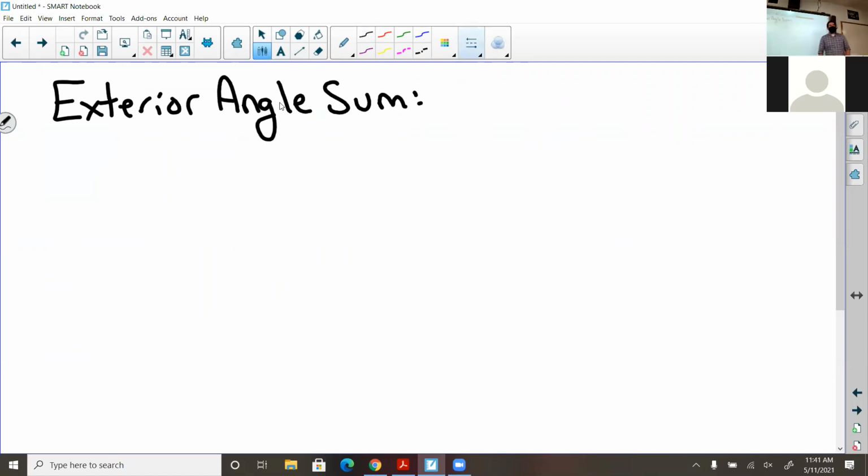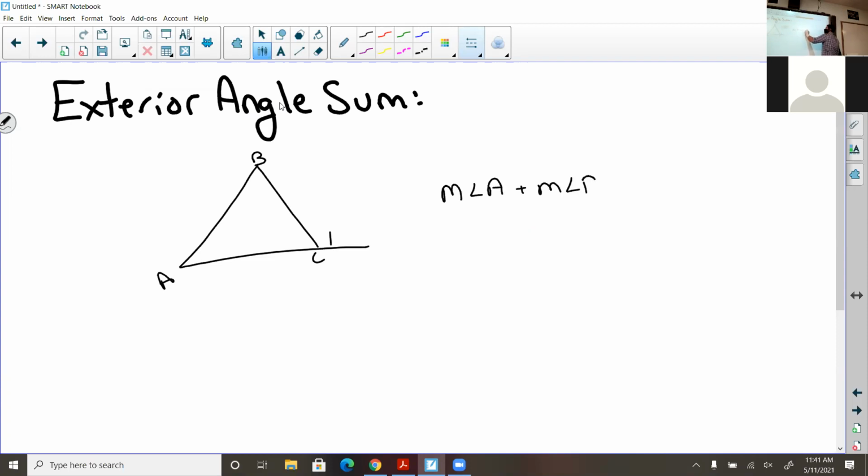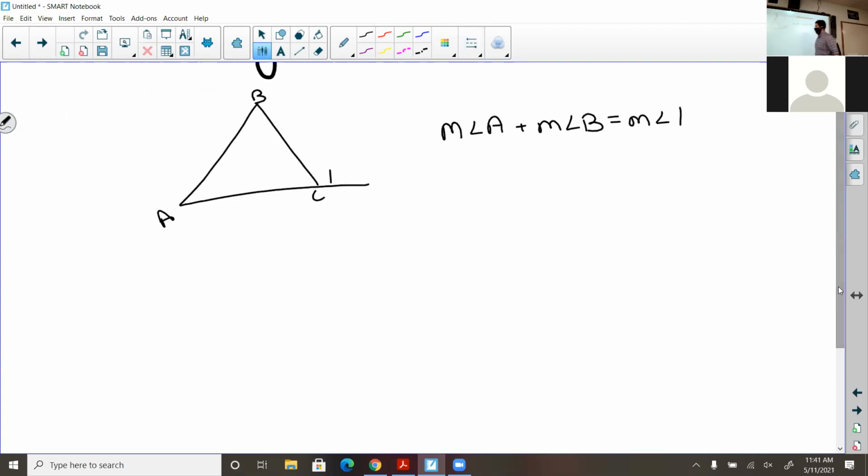All right, so what the exterior angle sum tells us is that if I have some triangle, we'll call it triangle ABC, and I have some exterior angle, the magical relationship that we can say is that the measure of angle A plus the measure of angle B will equal the exterior angle, the measure of angle 1. So let's test out this logic. Let's see why this is a thing.